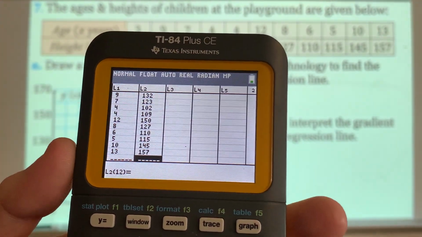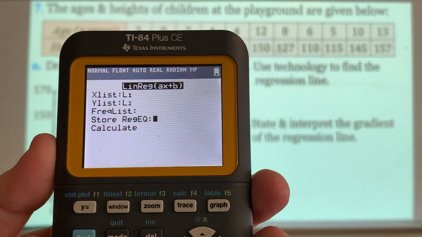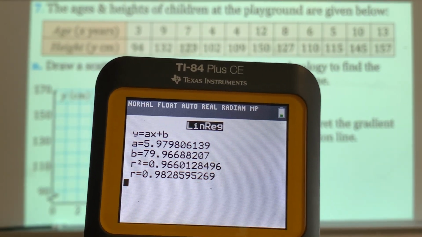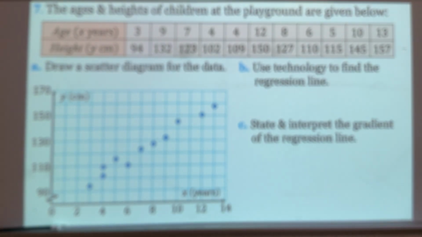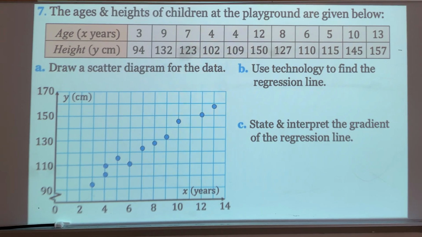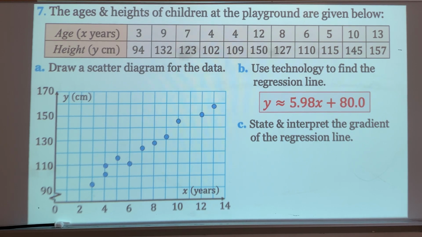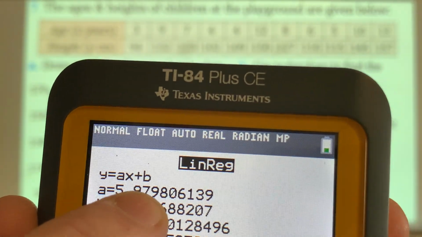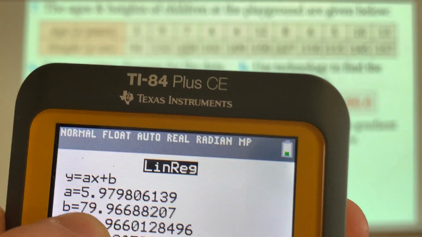All right, so I got this: Stat, Calc, LinReg, enter L1, L2. What do we got? 0.98285. That's a good one. So our correlation is very, very strong. Oh wait, sorry, I was giving you the r. My bad. The regression line is 5.98x plus 79.96, or about 80.